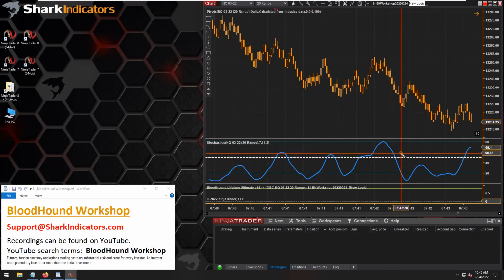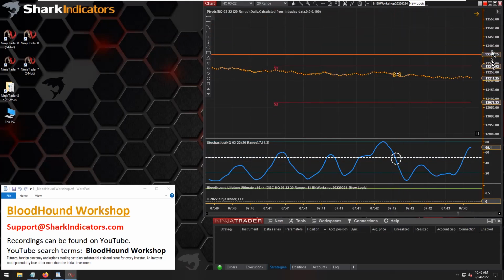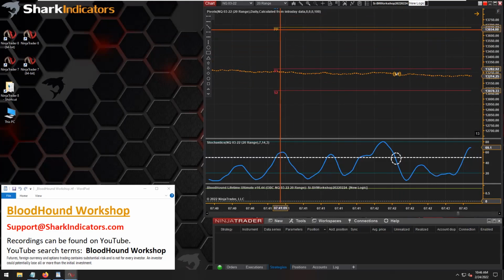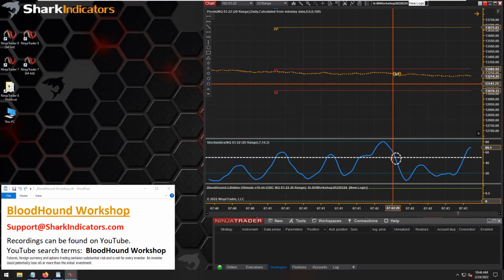There we go. All right, so we got stochastics crossing the 50, and we also have down bars here, right? So we have some down bars as the stochastics is crossing below the 50 line, and price is below the pivot line there, so therefore price is moving down, so it's moving away from the PP line, and so basically that's the signal trigger.